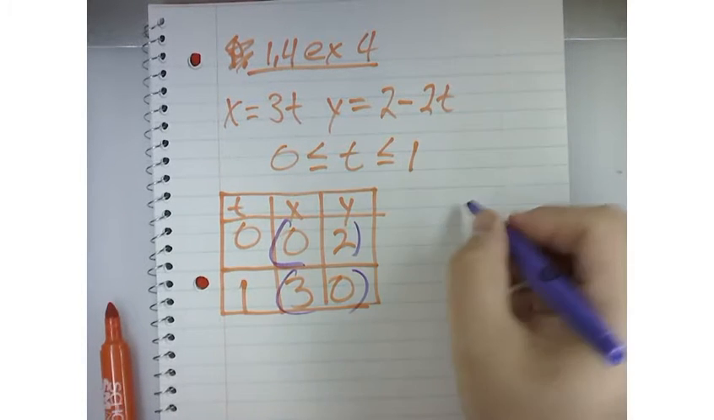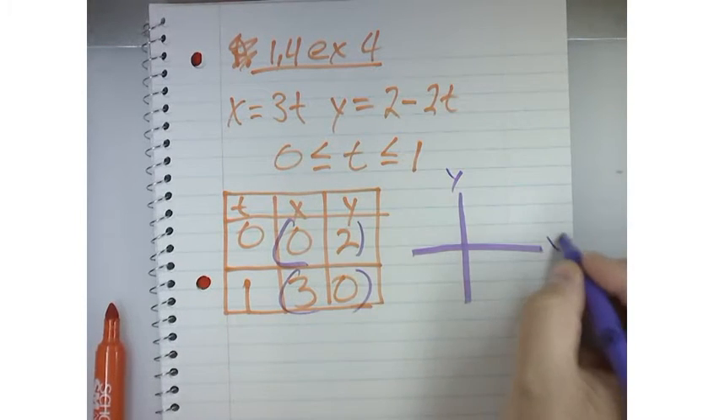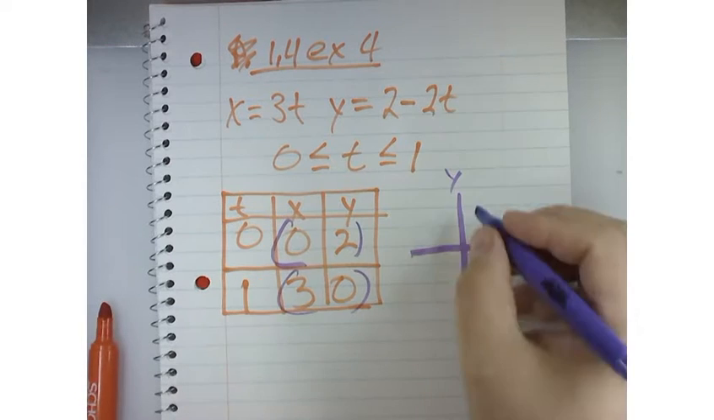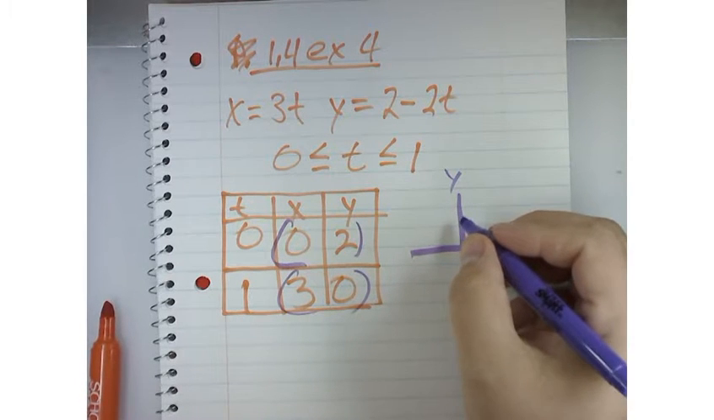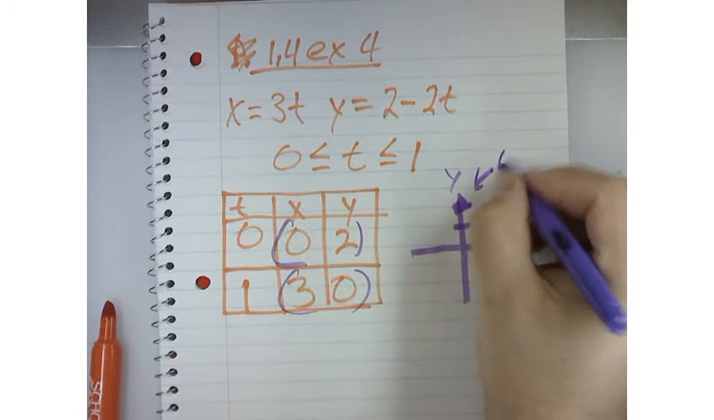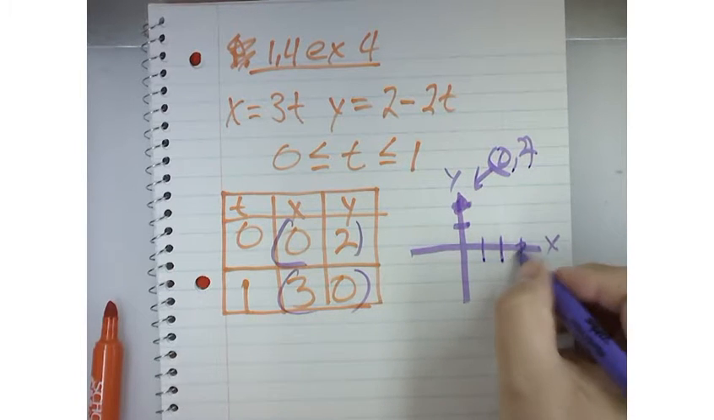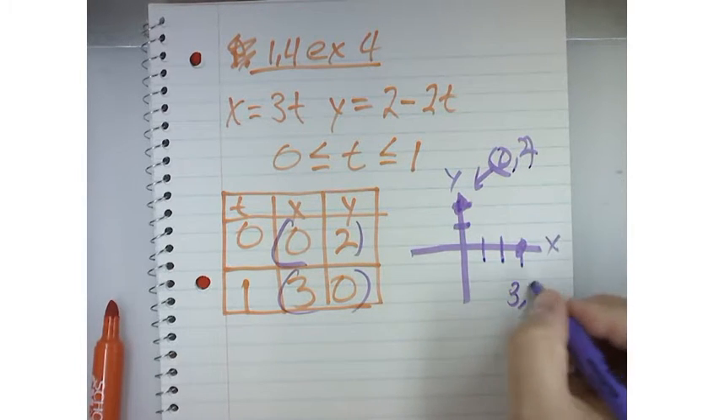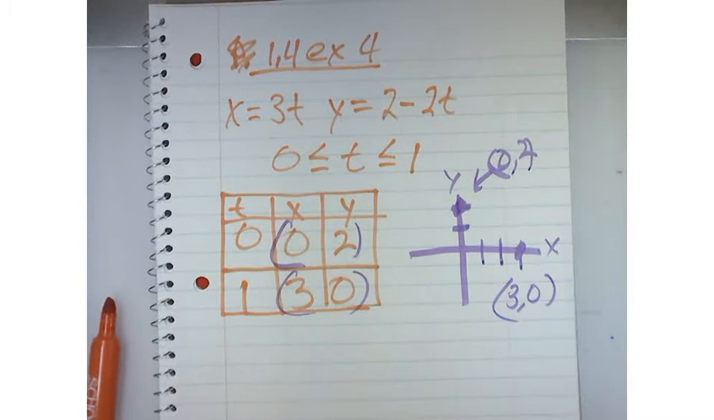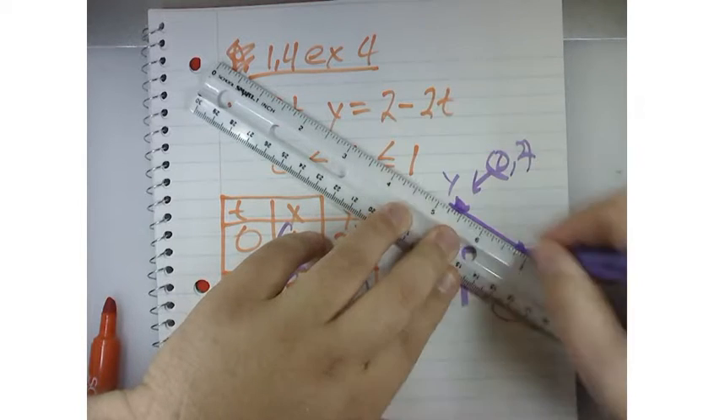If I graph that on my graphing calculator, I get something like this. In fact, the textbook shows this is exactly what you would get. So you're going to have a y-intercept at 2, the point 0, 2, and then an x-intercept at the point 3, 0. And that is pretty much the graph of the line segment. Okay, not that hard. You can plug it in your calculator, and I'll do it on the calculator in just a second.